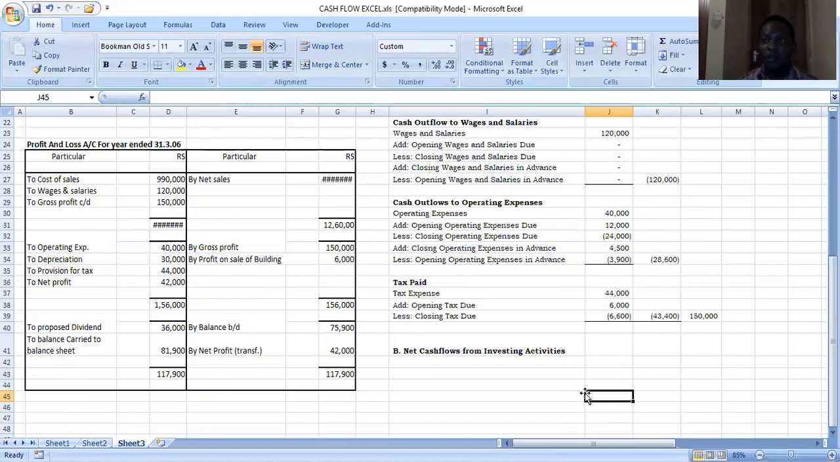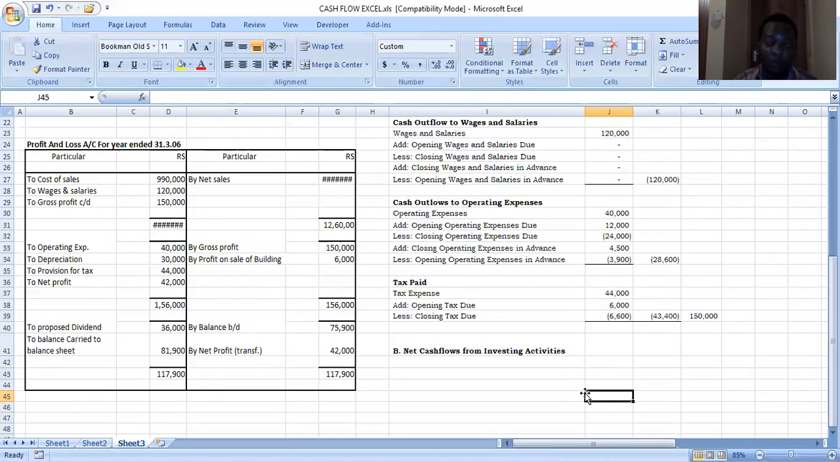So businesses usually invest in fixed assets, like it can acquire a motor vehicle or machinery. This is considered to be an investment. So under investing activities, we look at the fixed assets, the change in the fixed assets. The change could be as a result of buying an asset, or it could be as a result of selling the asset. So buying would lead to an outflow of cash, selling will lead to an inflow of cash. And the change could also be as a result of depreciation.